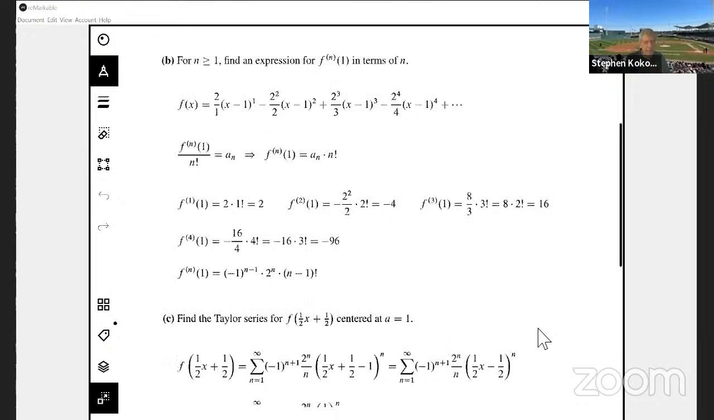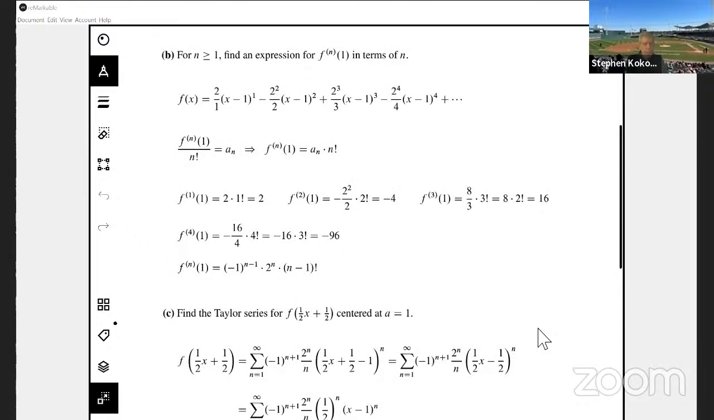So this part B is an interesting one to me. It says for n greater than or equal to 1, let's see if we can find an expression for the nth derivative of f at 1 in terms of n. So I had to think about this one a little bit. I wasn't quite sure how to attack this, and this is what I tried, and you may have a better way to do this than me.